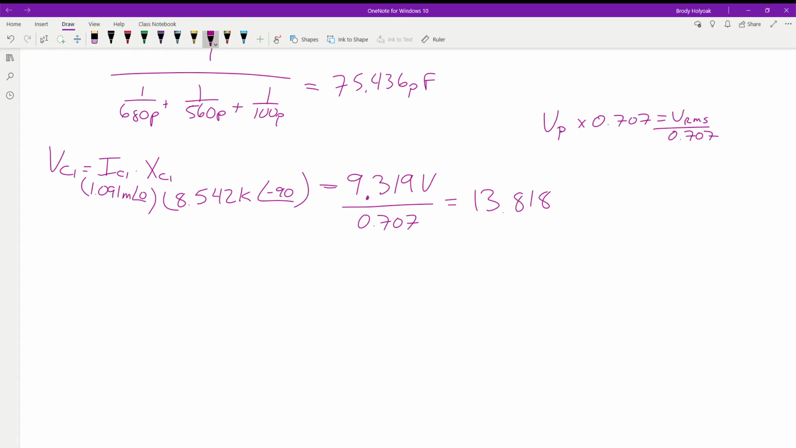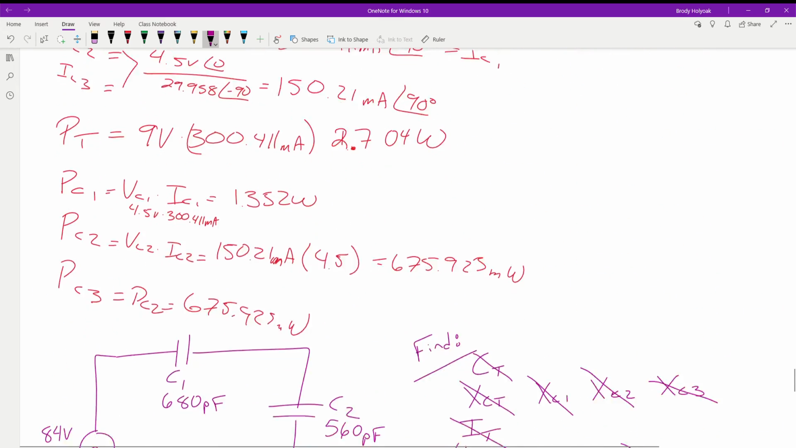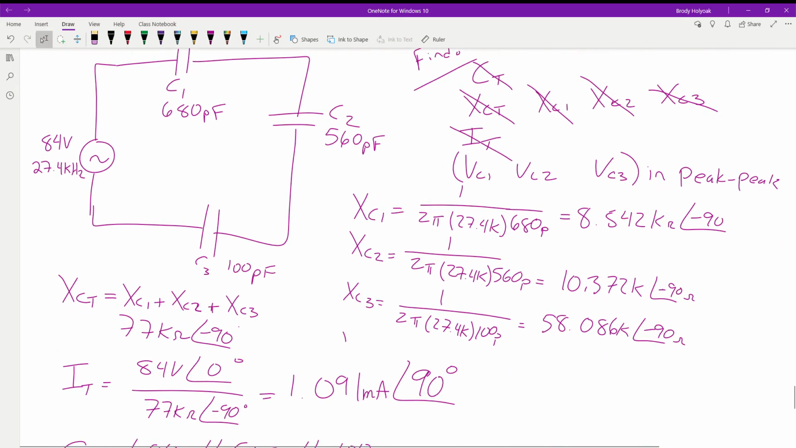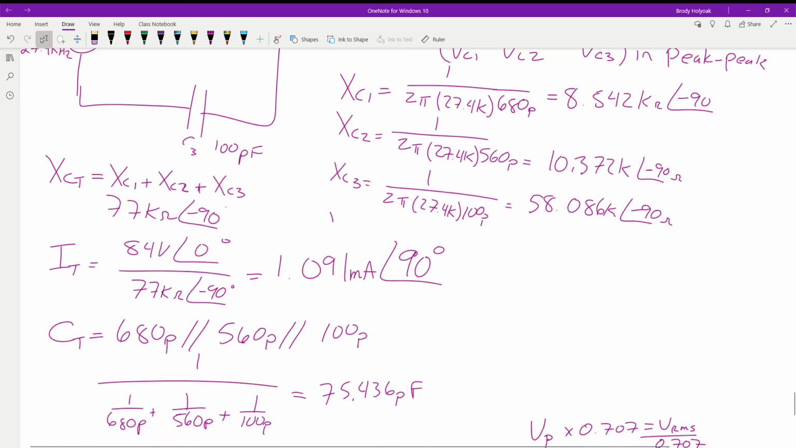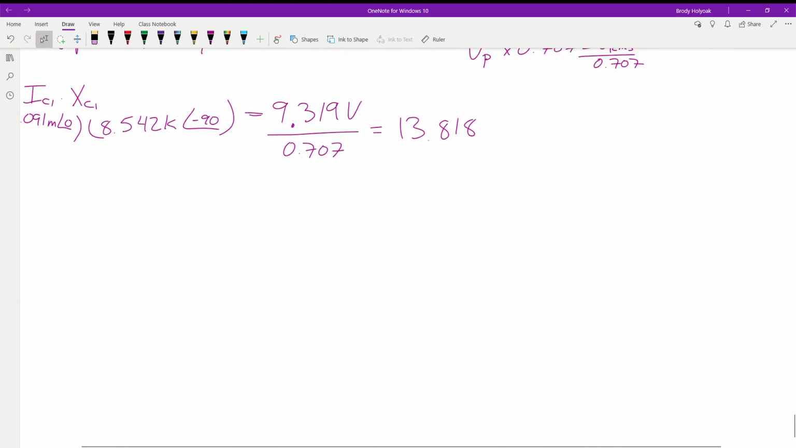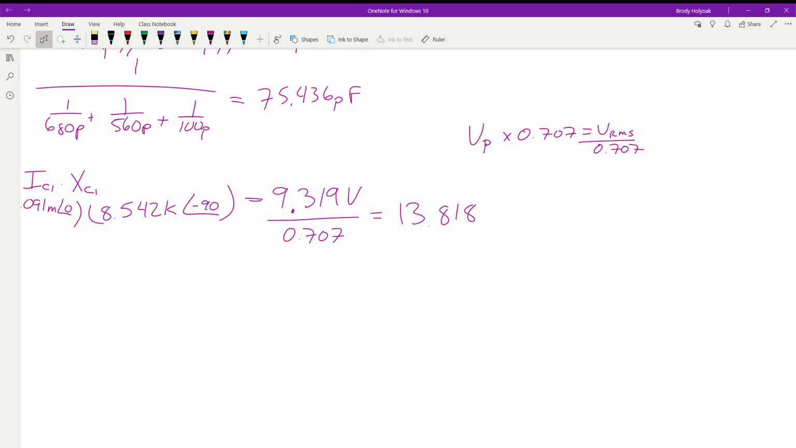Because I wanted it in peak to peak. So like back at the top? Back at the top, right here, I wanted the answers in peak to peak. So as we're solving this, this gives us in volts peak, and now we have to do one more step to get it into peak to peak. Now we take that and multiply it by 2. Yep, 26.36 volts peak to peak.